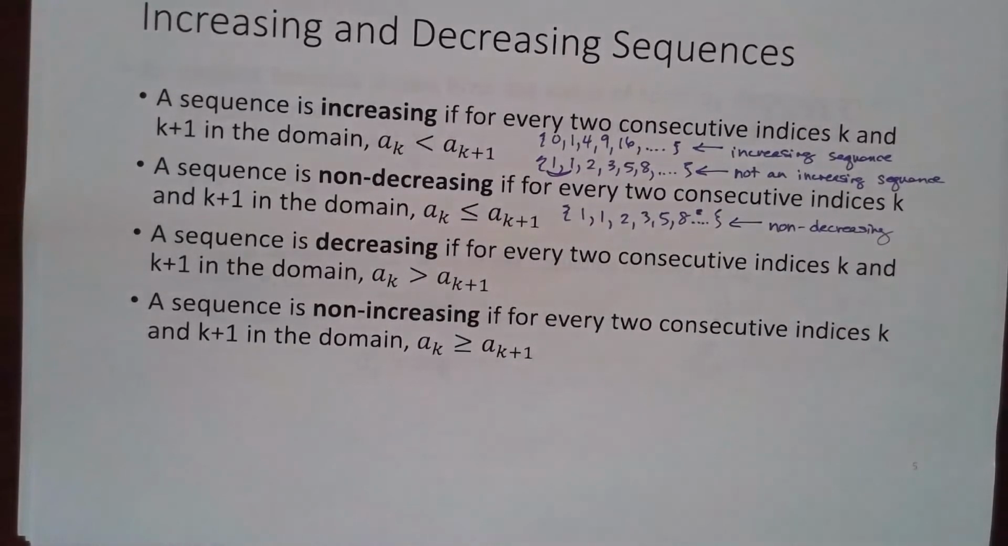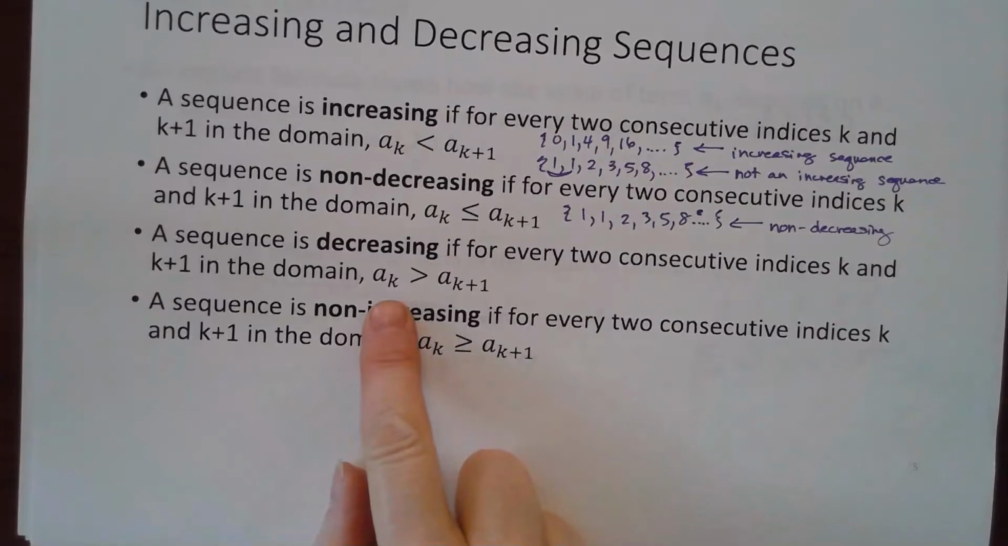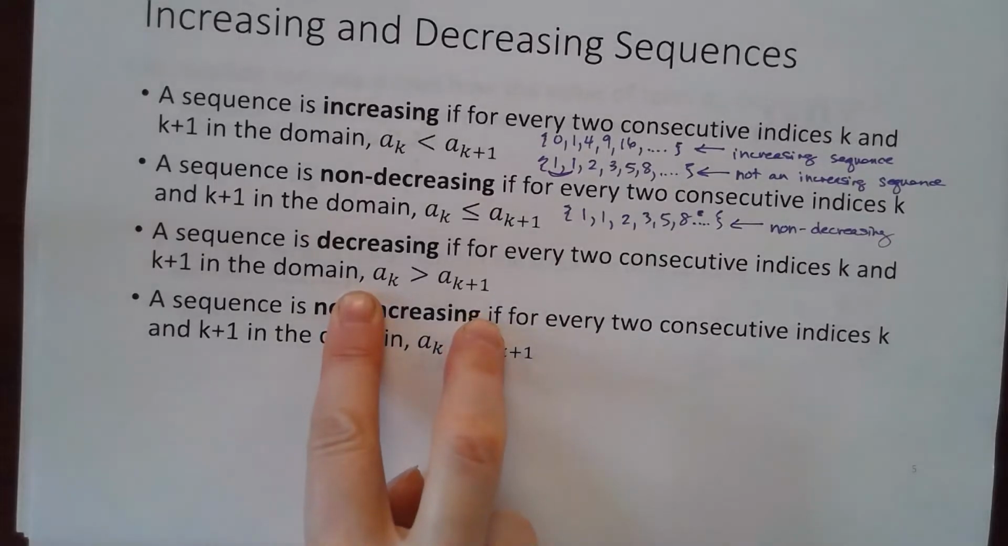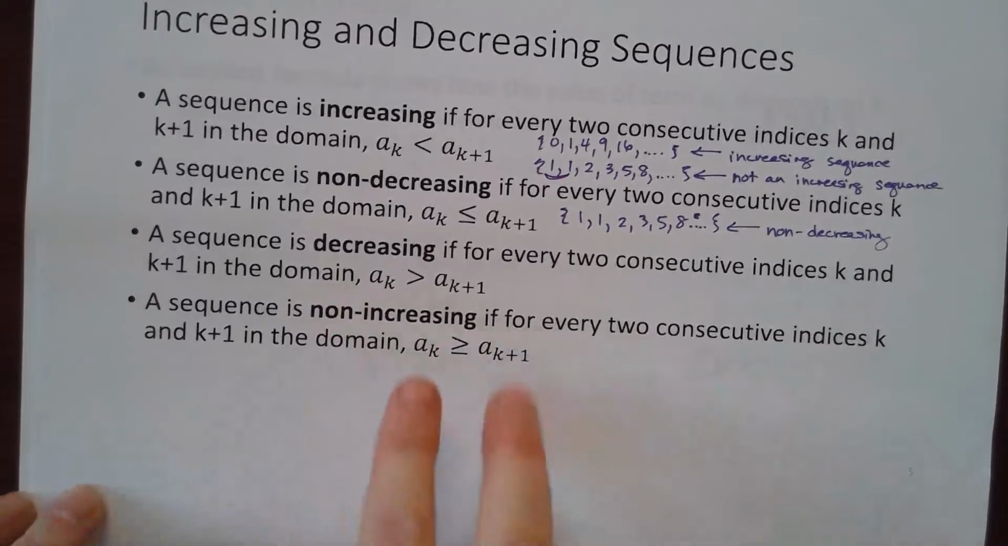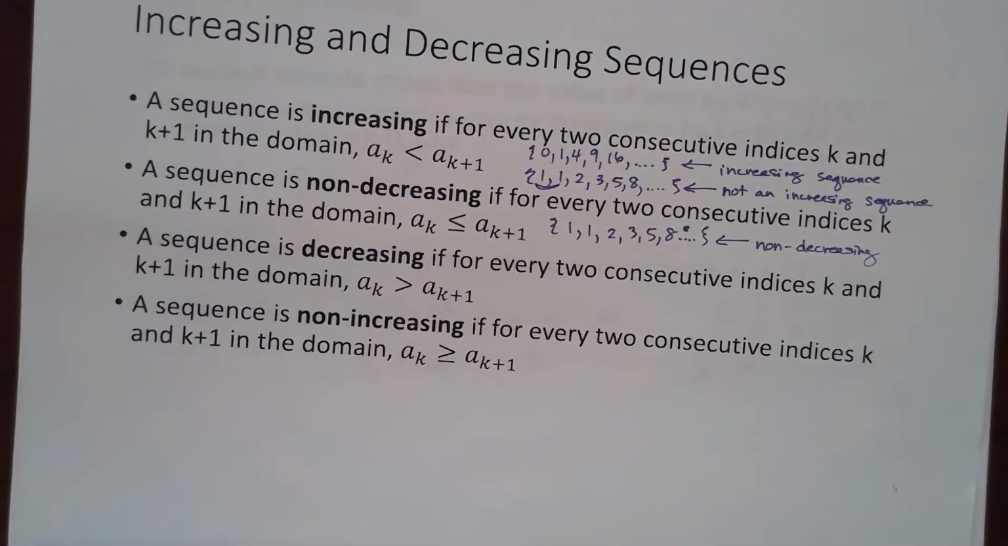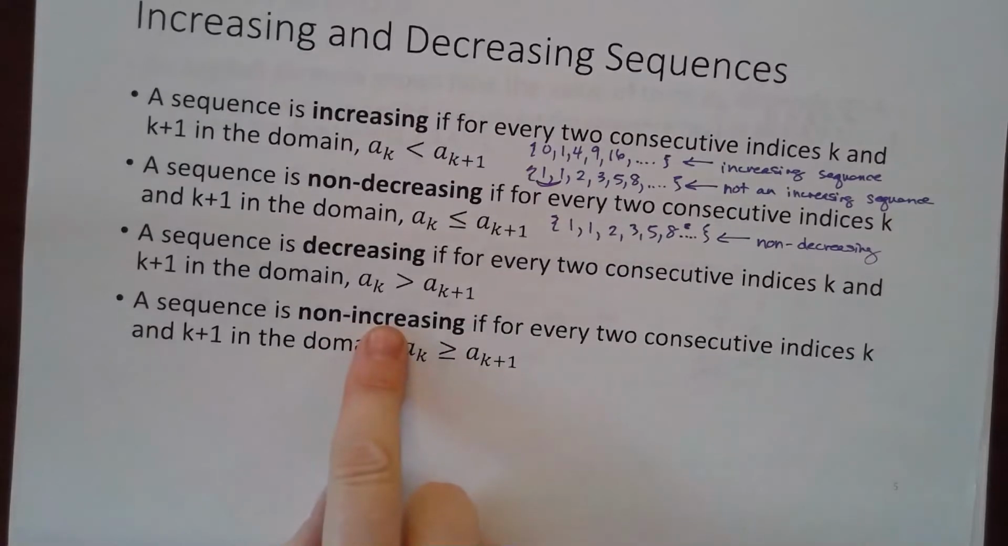And then, as you can imagine, decreasing and non-increasing are defined in a similar way. A decreasing sequence, if you look at two terms, the first one always has to be strictly greater than the second one. And as long as it's greater than or equal to, then it would be called non-increasing. So it never gets any bigger. It's not getting strictly smaller, but as you're moving on, it never gets bigger. So that would be the non-increasing.